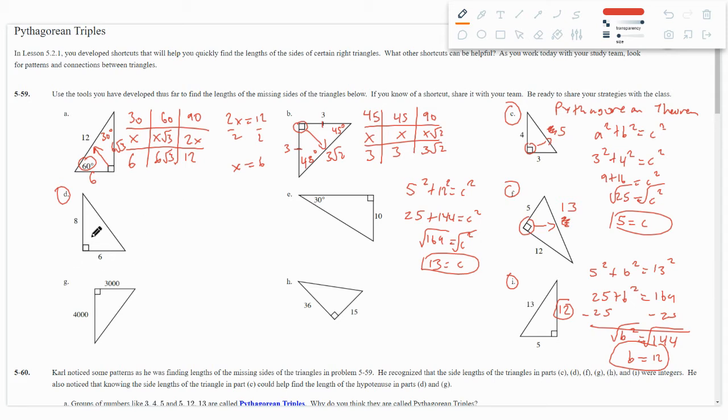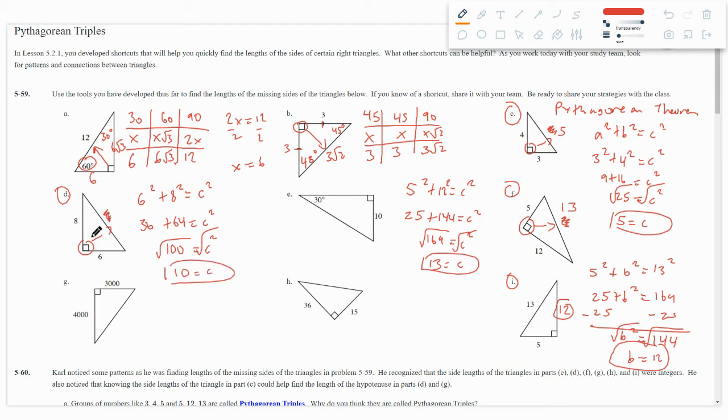So with C and D, so D here, the right angle is across the hypotenuse. That means that's our C value. 6 squared plus 8 squared equals C squared. So 36 plus 64 equals C squared. When you add 36 and 64, we get a nice round number of 100. And when we take the square root of that, we get 10.